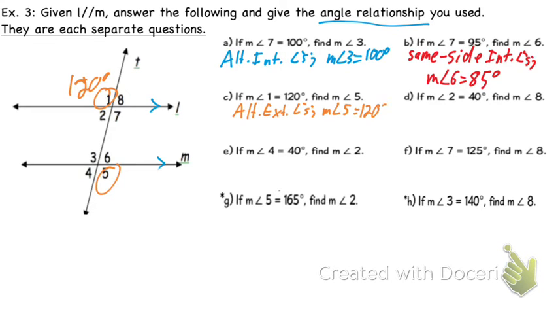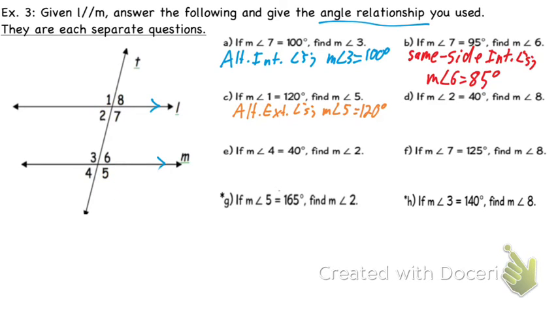It is also 120 degrees. Alternate exterior angles are congruent if the lines are parallel. Notice I'm saying if the lines are parallel. If they're not parallel, then they're not congruent. But once they are, they are. So I'm going to erase it again, and we go on to the next one, okay?